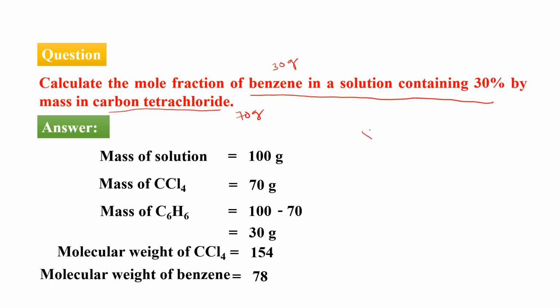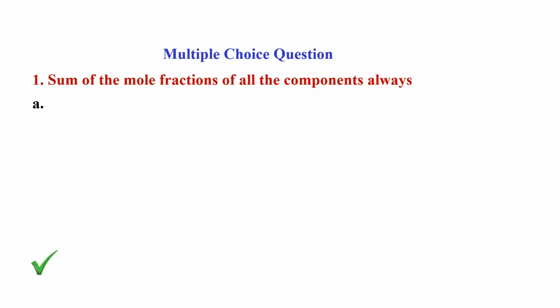Now you have to calculate the mole fraction of benzene. We'll take a multiple choice question. Next, the sum of the mole fractions of all the components will always be. If anybody can answer here, take this one as an exercise. The previous one also you take as an exercise, okay? Take it as an assignment. The sum of the mole fractions of all components will be less than 1, greater than 1, less than or equal to 1, or 1.